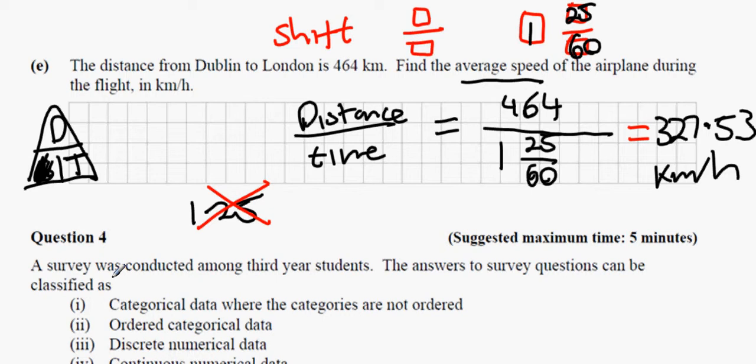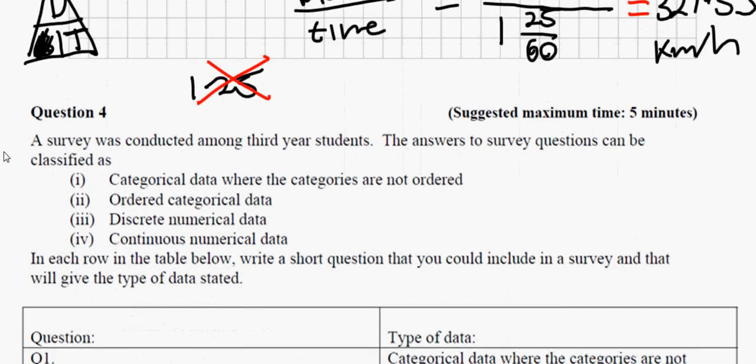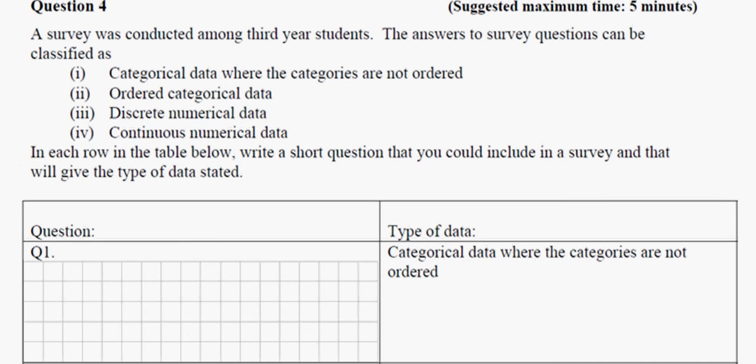Okay, next one. A survey was conducted among third-year students. The answer to the survey questions can be classified as categorical data, where the categories are not ordered, ordinal categorical data, discrete numerical data, or continuous numerical data. In each row on the table below, write a short question that you could include in the survey, and that will give you that type of data.